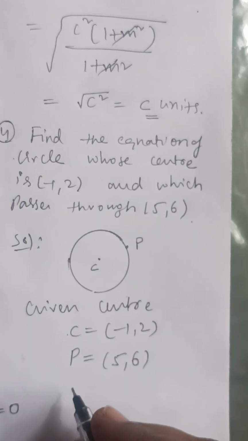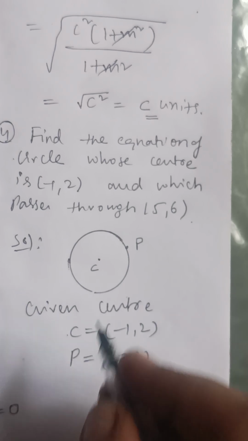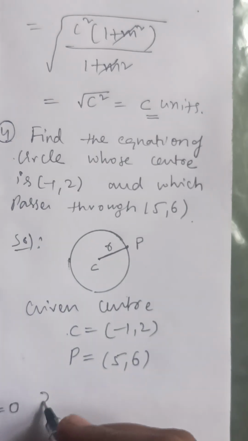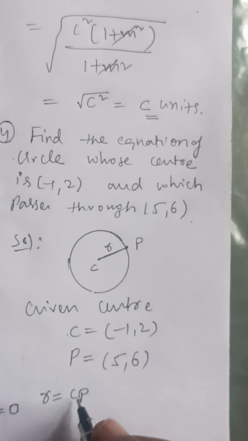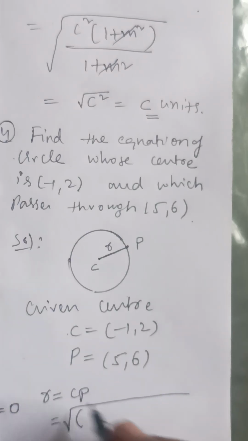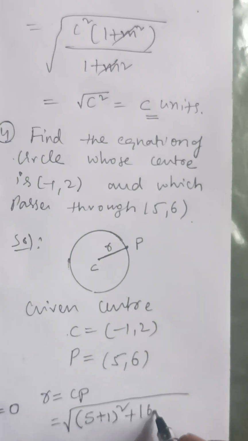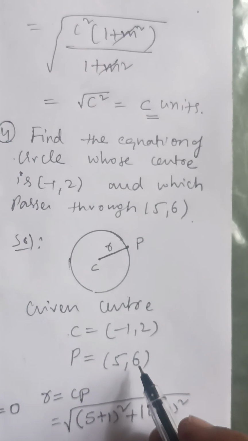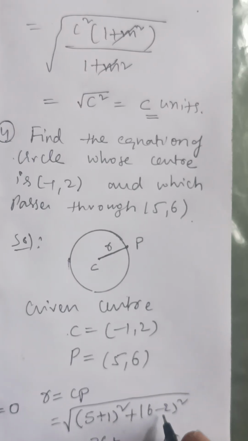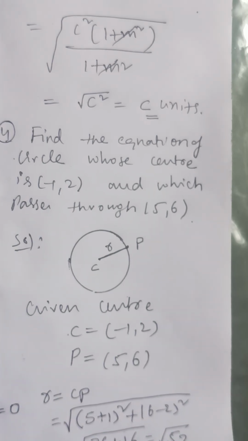Okay, now to find the equation of circle we need the radius. So what is the distance CP? The CP distance if you find it will be equal to radius. So R equal to CP, radius equal to distance between these 2 points C and P. So distance between 2 points formula, CP distance is 5 plus 1 whole square, 6 minus 2 whole square, x2 minus x1 whole square plus y2 minus y1 whole square formula. So 5 plus 1 is 6, 6 square is 36 and 6 minus 2 is 4, 4 square is 16. So it is equal to under root 52 is the radius.